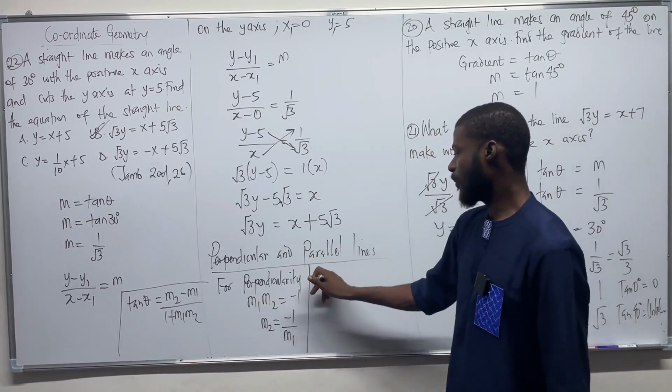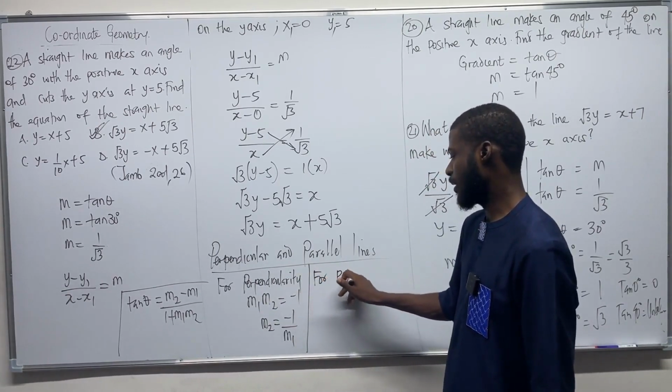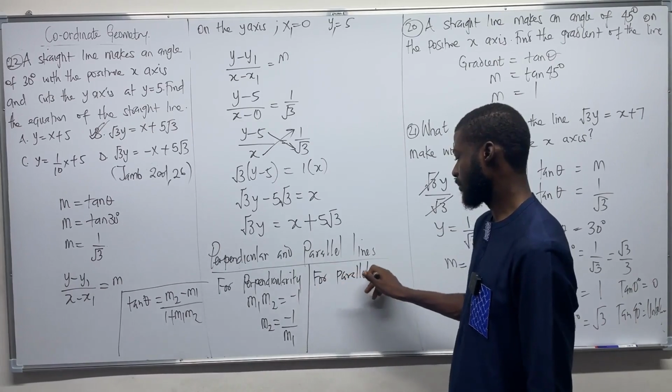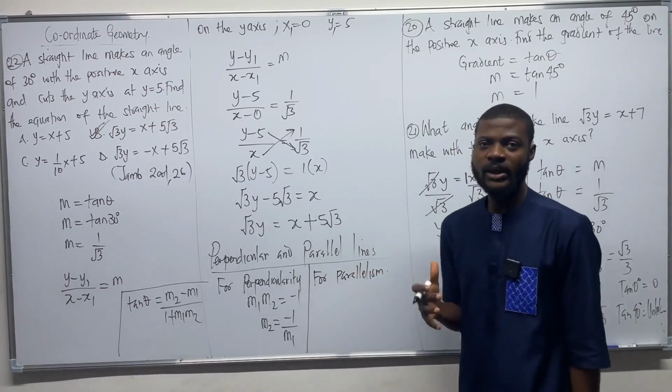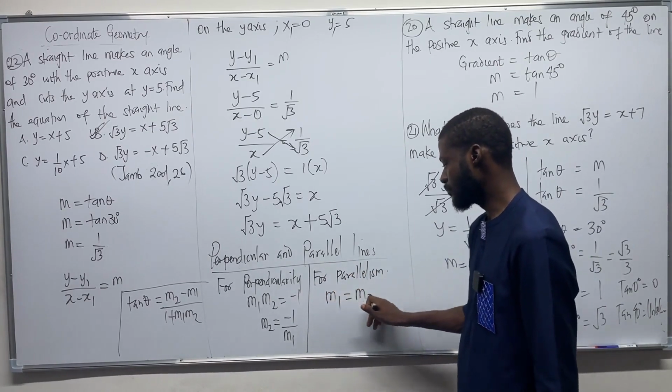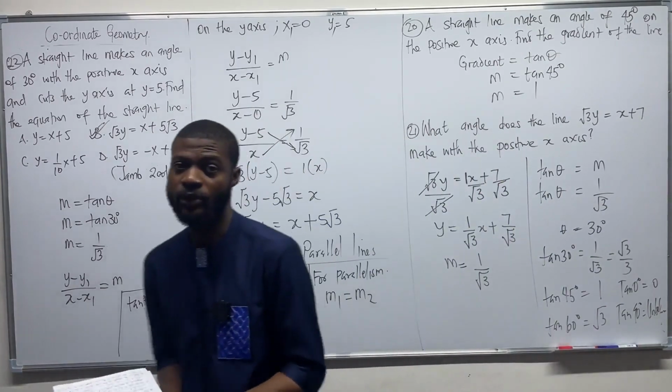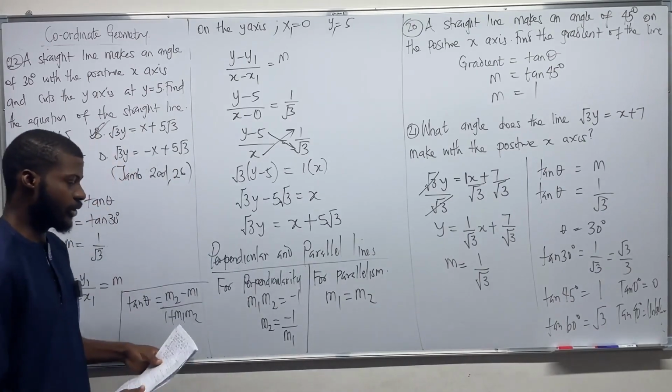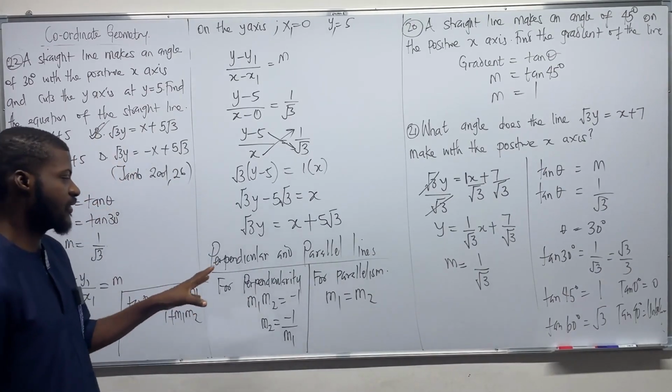Next, for parallel lines, for parallelism, if two lines have to be parallel, their gradients are always the same. These are the two conditions you have to note very, very seriously.